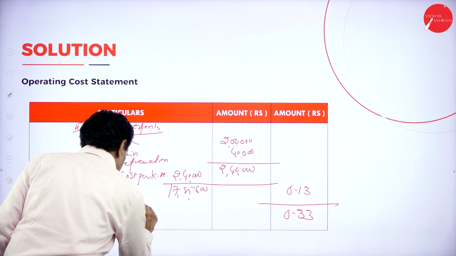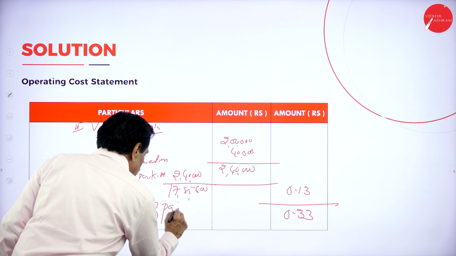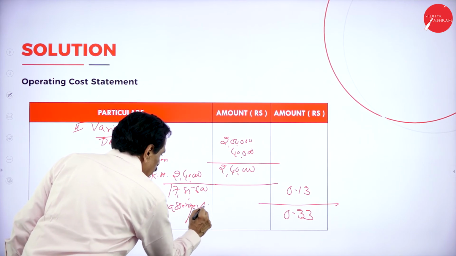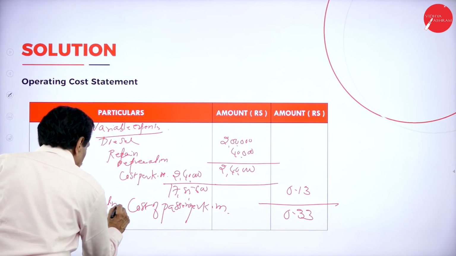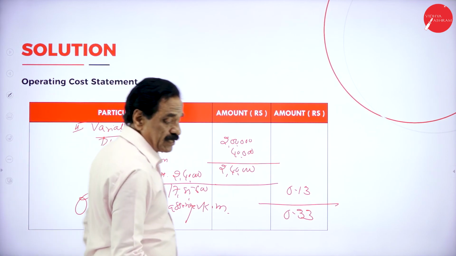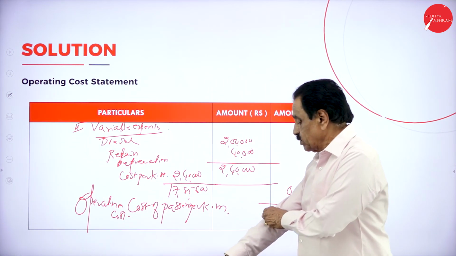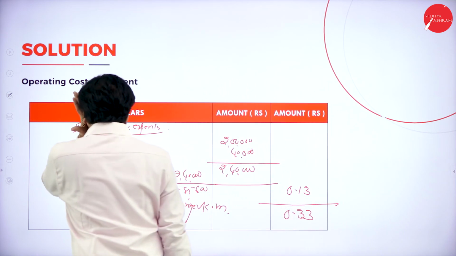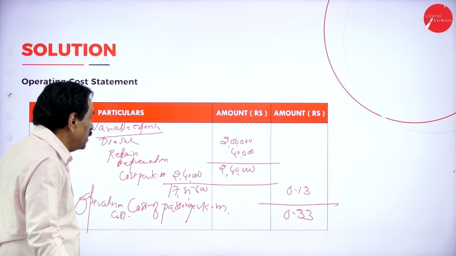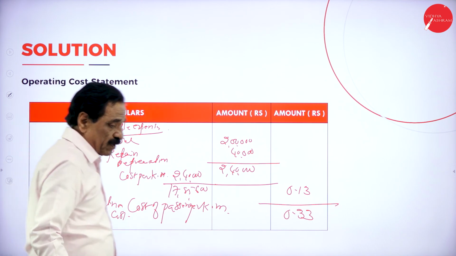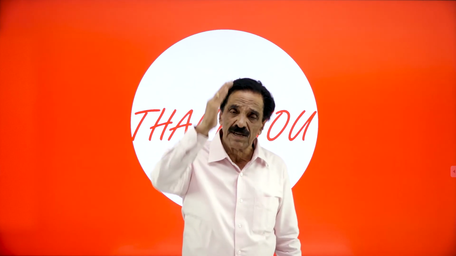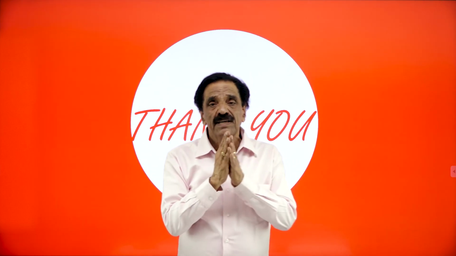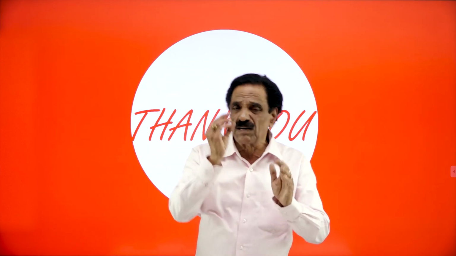Cost per passenger kilometer, operating cost: operating cost per passenger kilometer is 0.33. I think you understand. Variable expenses, diesel, everything is there. So we must be very careful how to calculate cost per passenger kilometer: number of buses into number of days, into distance travelled, into seating capacity. So operating cost will come only for 10 marks. It is an easy question we ask.